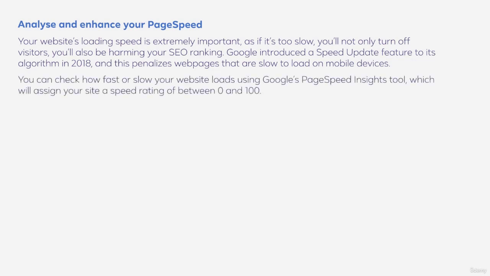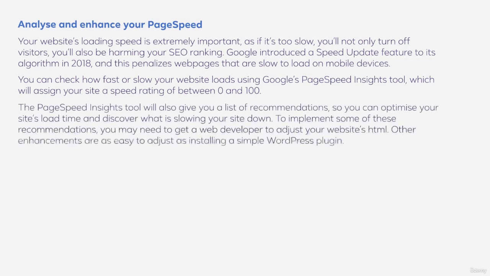You can check how fast or slow your website loads using Google's PageSpeed Insights tool, which will assign your site a speed rating of between 0 and 100. The PageSpeed Insights tool will also give you a list of recommendations so you can optimize your site's load time and discover what is slowing your site down. To implement some of these recommendations, you may need to get a web developer to adjust your website's HTML. Other enhancements are as easy to adjust as installing a simple WordPress plugin.